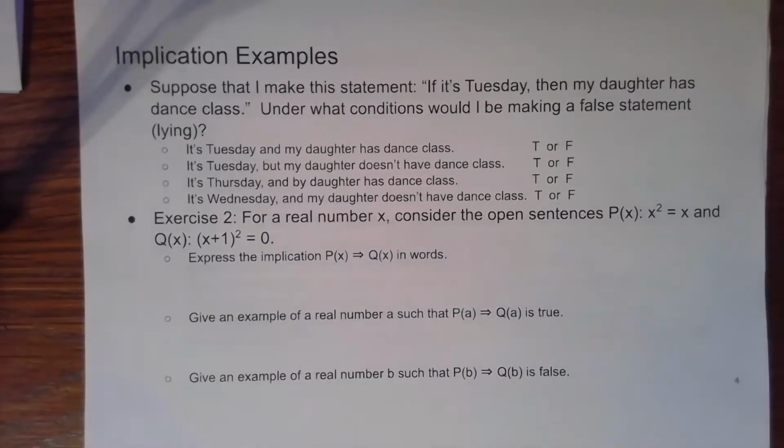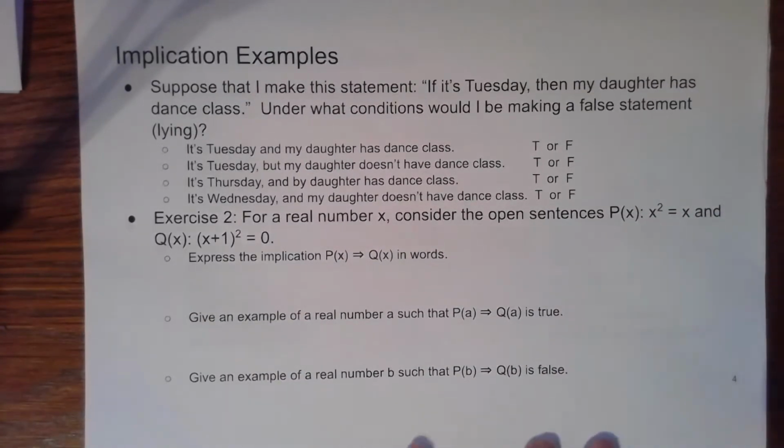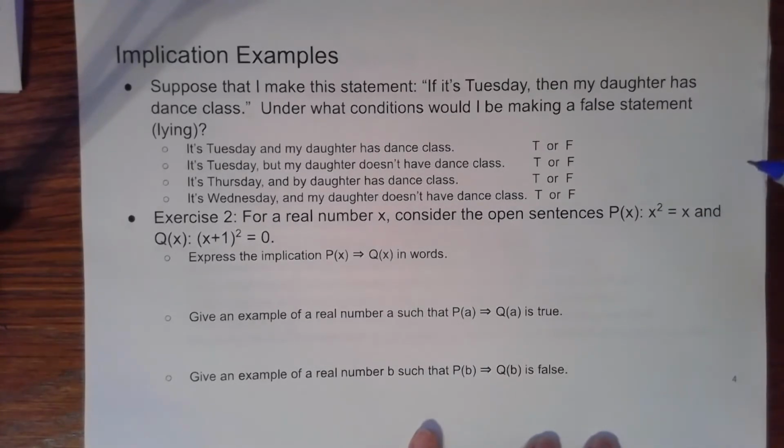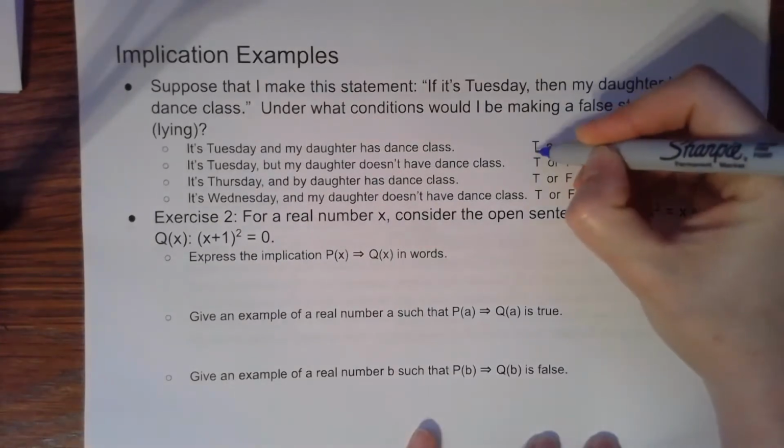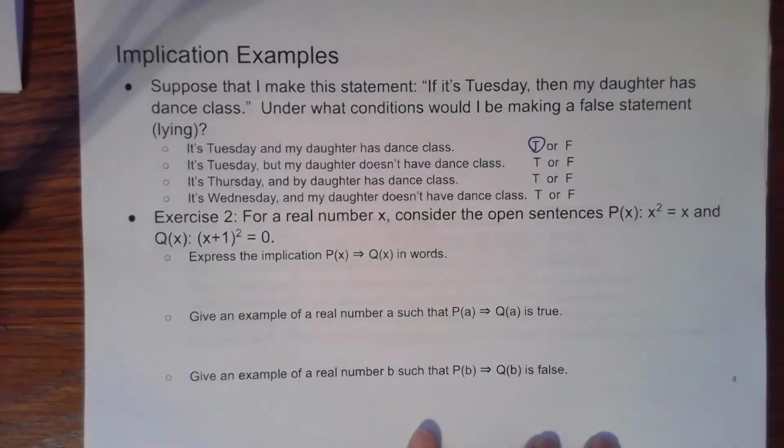Okay, so suppose I make this statement: if it's Tuesday, then my daughter has dance class. And we want to consider under what conditions I would be making a false statement, or under what conditions I would be telling a lie when I said that. Okay, so imagine it's Tuesday and my daughter has dance class. It is Tuesday and she has dance class. So I told the truth. So this would be a true value.